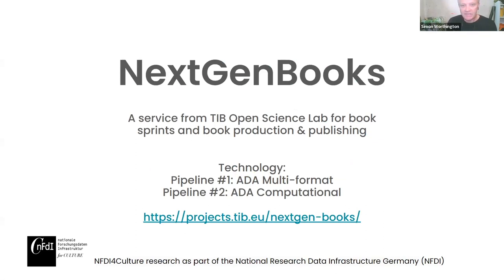So Next Gen Books, this is the service that we produce at TIB, at the Open Science Lab, and Lambert is part of this too, from the Book Sprint side of things. As I lay out here, we do three things as part of that, part being about doing book sprints, but the production, and I say then the publishing, because they can be two different things, the getting it out in the world. And I'm going to take you over two bits of technology we have, the pipelines, as we call them. You can move on to the next slide, please.